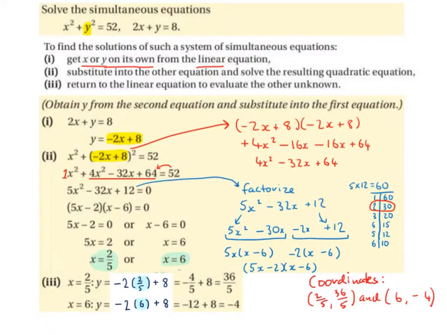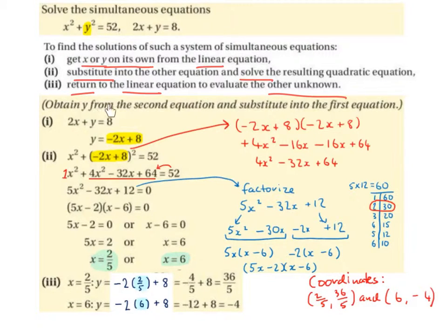So when we rearrange this equation with either x or y on its own, we're then going to substitute the rearranged equation into the other equation. And then we're going to solve the resulting quadratic equation. Part 3, we're going to return to the linear equation to evaluate the other unknown. So basically to find the other value.